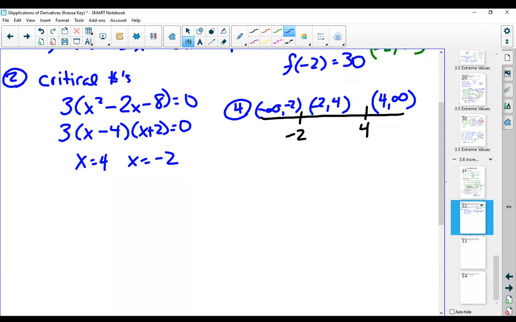Others may choose to do this as a chart. So if you wanted to set up an interval chart, we would have our interval here, and we would go from negative infinity to negative 2.